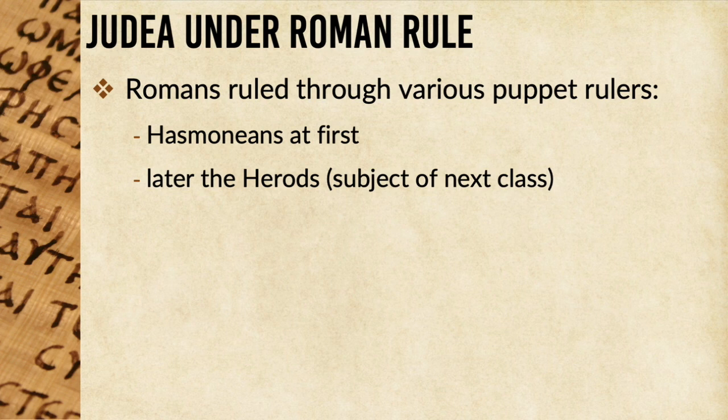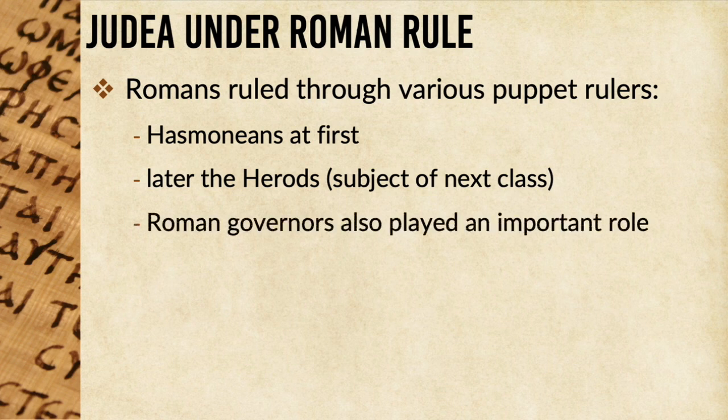They're also going to rule Judea through Roman governors that also play an important role. So, for example, when we get to the New Testament, we find Jesus on trial. And we find him on trial before Pontius Pilate. We also see him on trial before Herod. What's going on there? Well, it has to do with the interplay between Roman governors and these puppet rulers and the areas that they're administering.